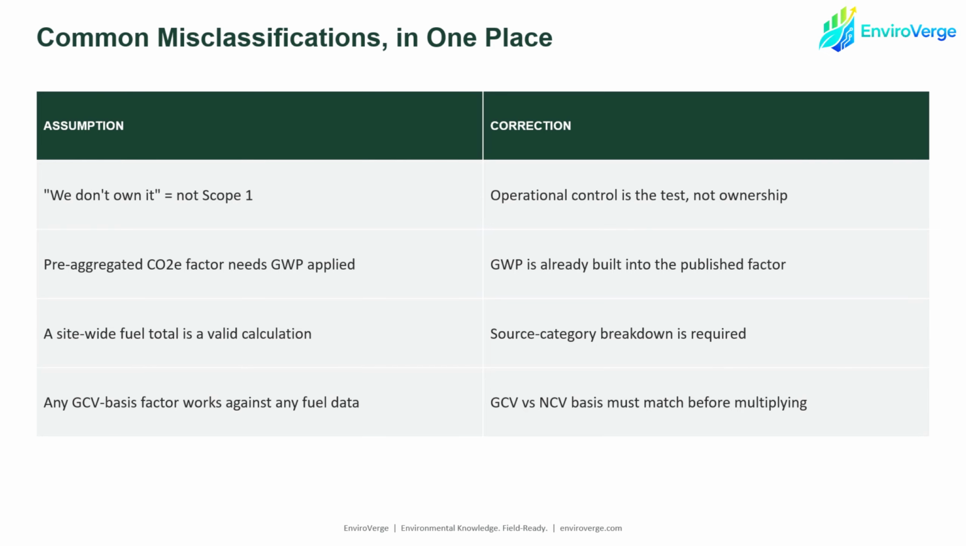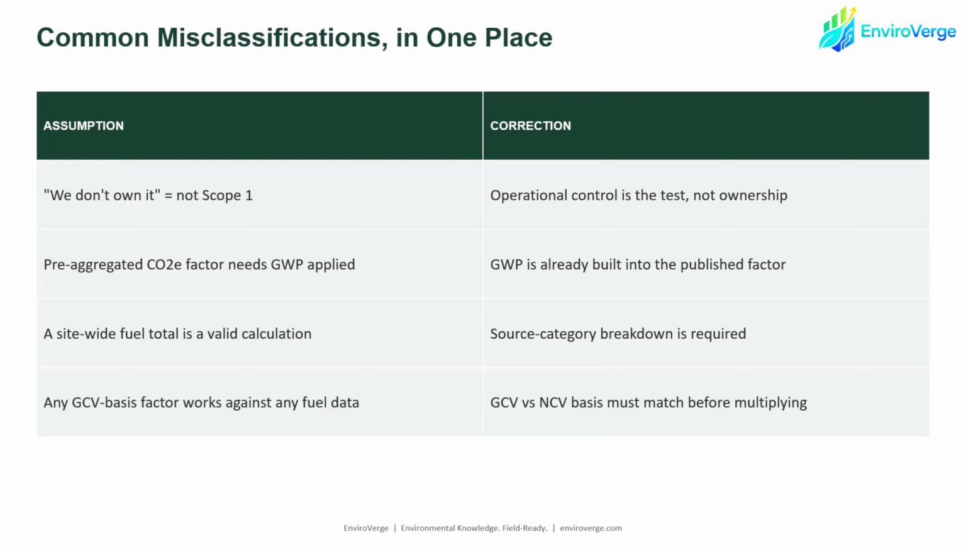4 misclassifications, each one specific, each one real. Run through these against your own current practice. First, we don't own it, so it's not Scope 1. Wrong. Operational control is the test, not ownership. Second, the CO2e factor I'm using needs a GWP multiplied on top. Wrong. If the factor is already expressed as CO2e, the GWP weighting is inside it.